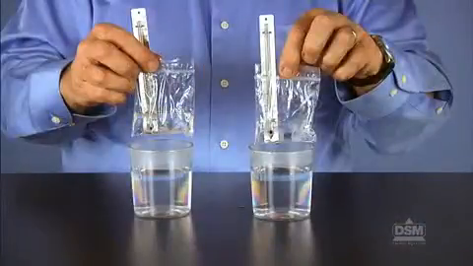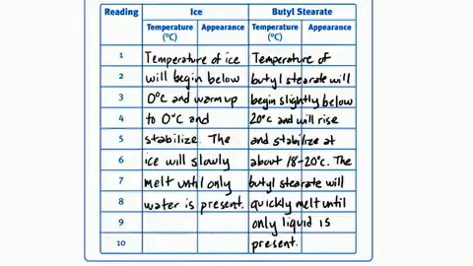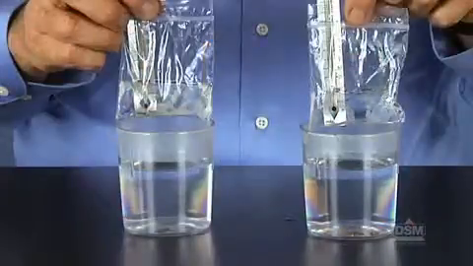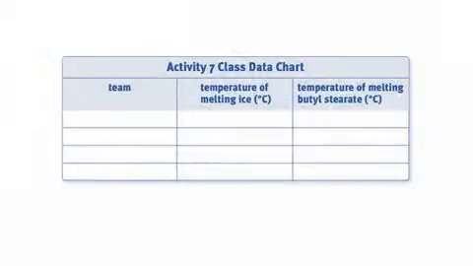Next, have students read the temperature on the thermometer inside each bag and record it on the first line of the chart on the activity sheet. Also, have students observe and record the appearance of the material in each bag. Then, have them record the temperature and appearance of the materials every 3 or 4 minutes until the material in each bag has melted. After the students have recorded their final temperatures, have them record the temperatures for each material on the class data chart.